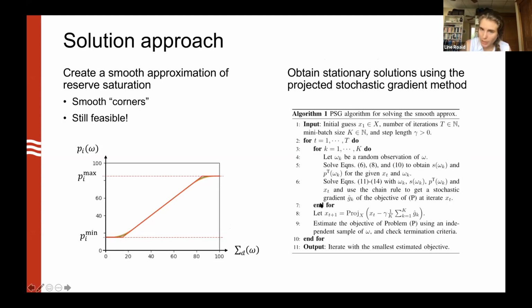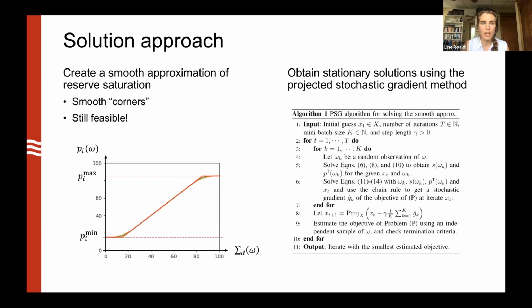After we have done this whole iteration for all the samples in a mini batch, we are going to take a projection. We make a step where we average the gradient across all of the samples in our mini batch, and then we find a new x. Then we project that x back onto our feasible set. After that, we estimate the objective function of this problem using an independent sample of omega, and we check our termination criteria. Essentially, the method terminates after we've done the number of iterations that we wanted, and we just return the iterate with the smallest estimated objective function as our solution. This is how we do it.